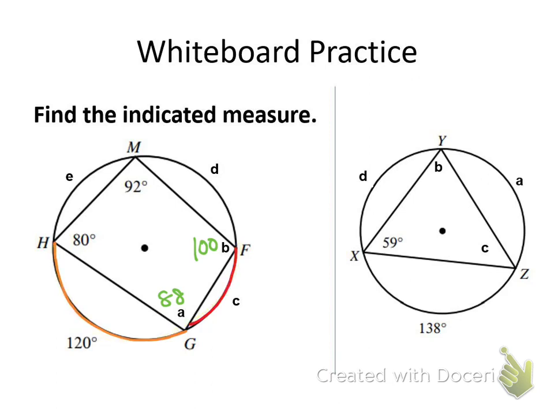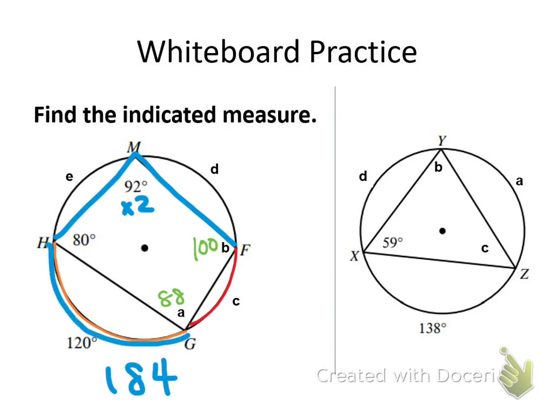M, right? So what is the full measure of this arc if M is 92 degrees? What's 92 times 2? It's 184, right? So of the 184, you have 120. So what do I do to find this missing piece? 184 minus 120, which is 64.